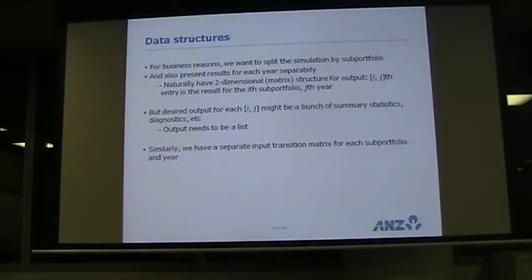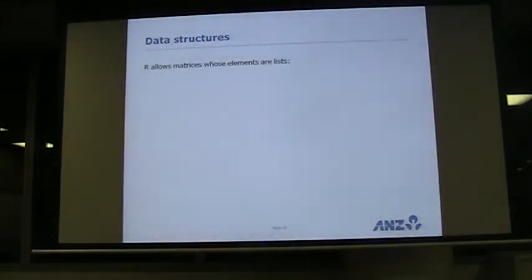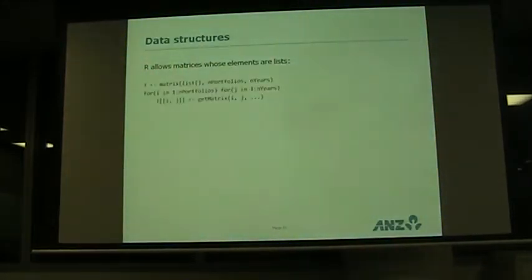Similarly, we have a separate input transition matrix for each sub-portfolio and year. So the input needs to be a matrix of matrices, whatever that is. As it turns out, R allows matrices whose elements are lists. I'm sure some people here are already familiar with this, but maybe some aren't. So, on the input side, if I define T as a matrix of lists with these dimensions, I can basically store my transition matrices in this T structure such that it's going to be the matrix for this year in sub-portfolio, the matrix for the next year in sub-portfolio, and so on.